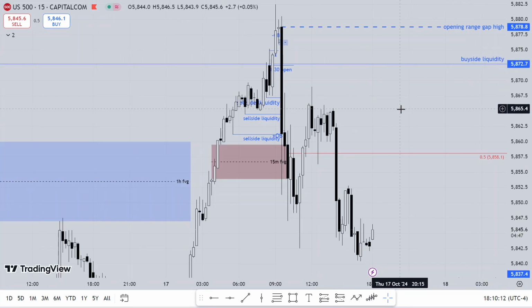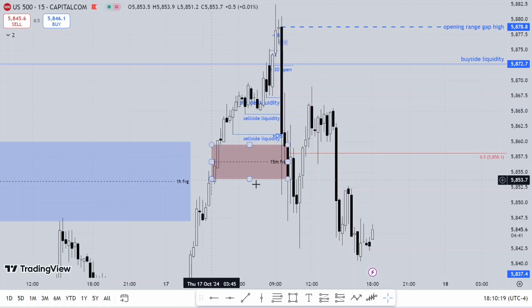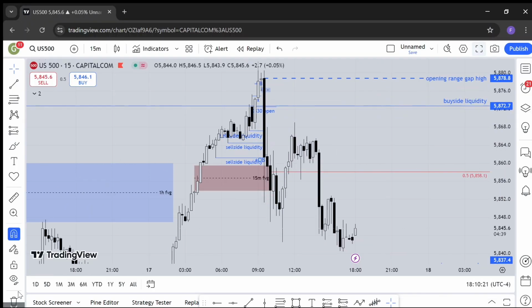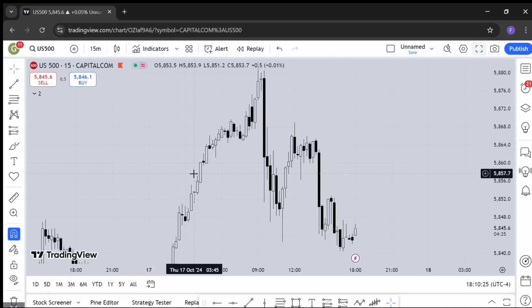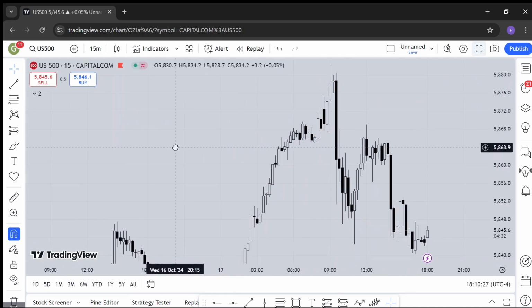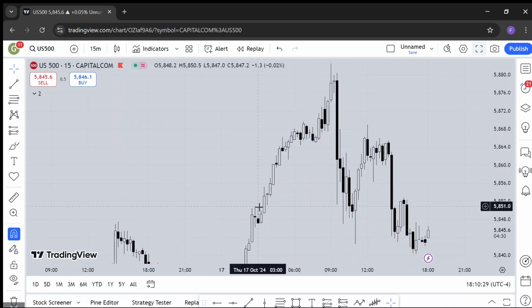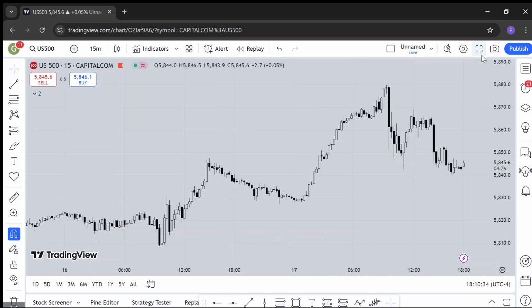First and foremost, this will be a review for the morning session. First we do the annotation, and then the commentary will come after that. I want you to pay attention to the annotations, everything being annotated here on the 15-minute time frame. So we'll start here on the 15-minute time frame to be quick.